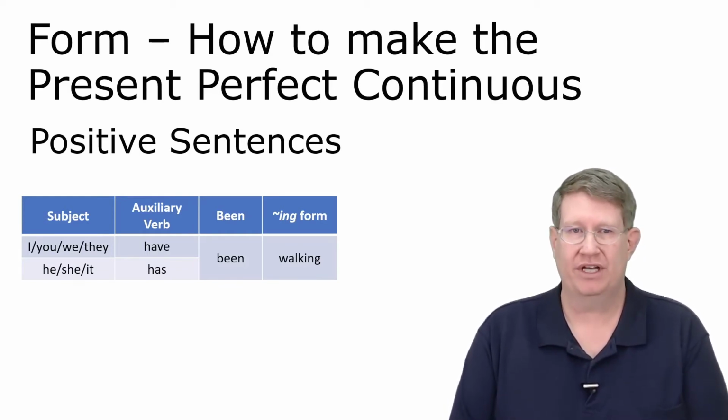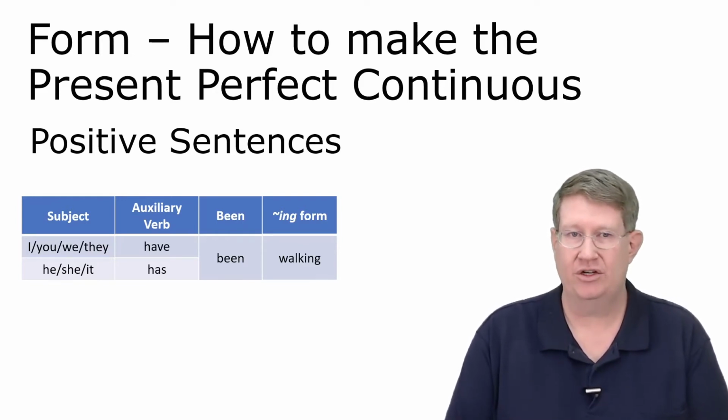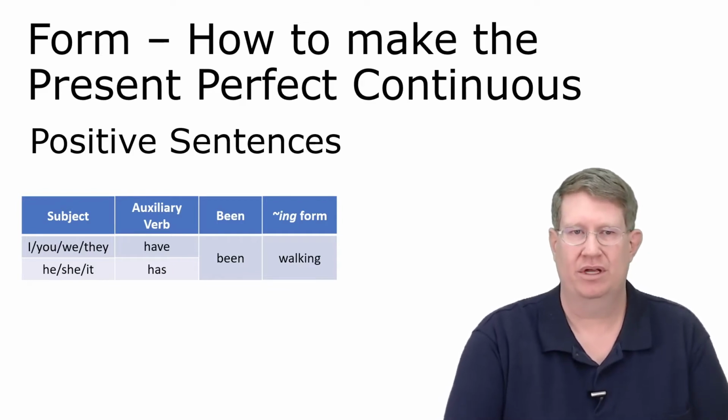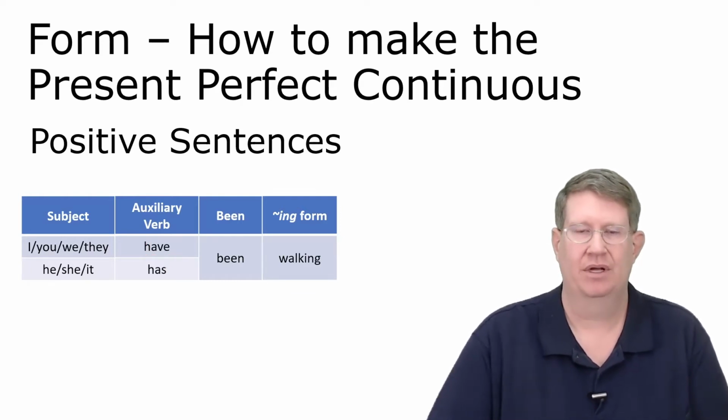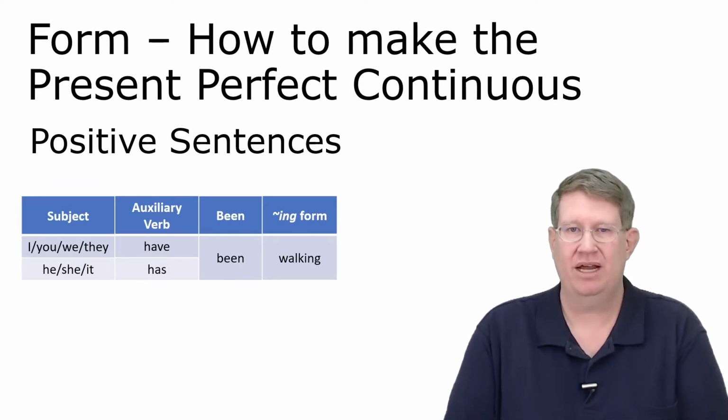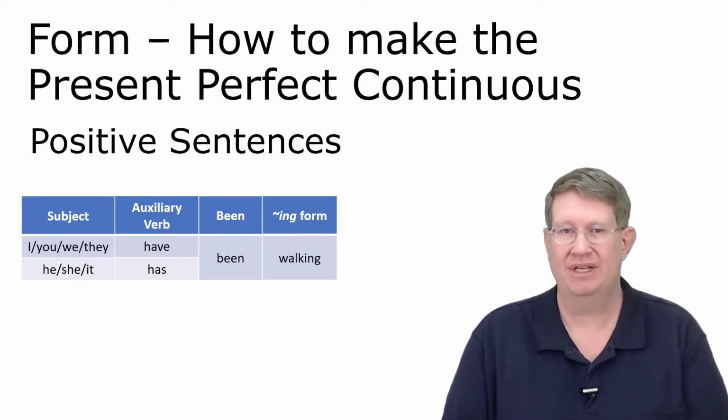So for positive sentences, we start with the subject: I, you, we, they, and then he, she, it, and then the auxiliary verb. Notice how he, she, it has has as an auxiliary verb, and I, you, we, they has have as an auxiliary verb. After that, we use been, and then the present participle, the ing form. So in this example, I put walking.